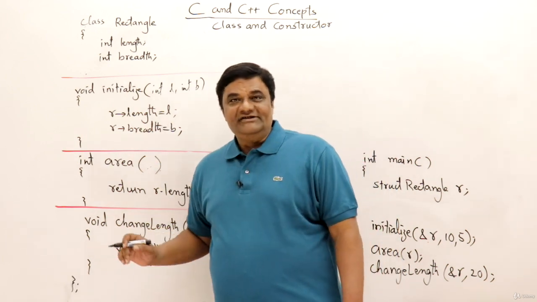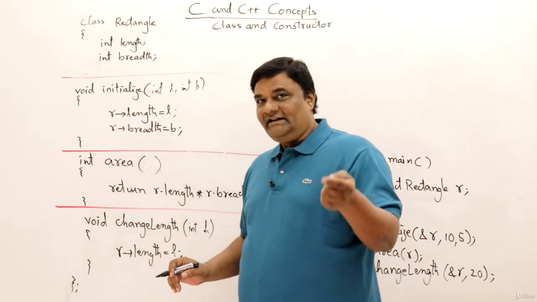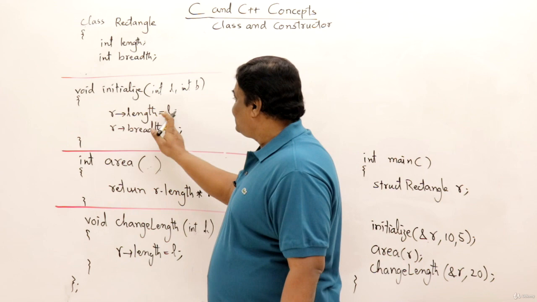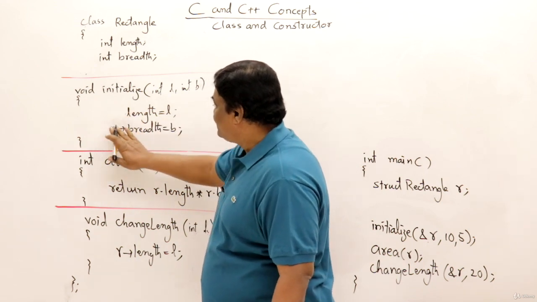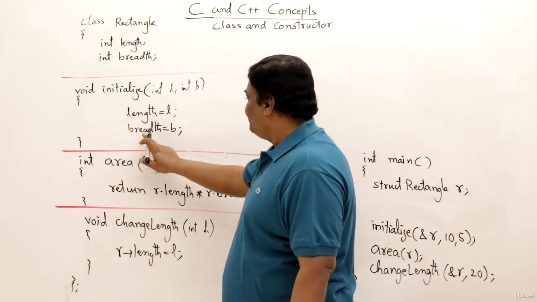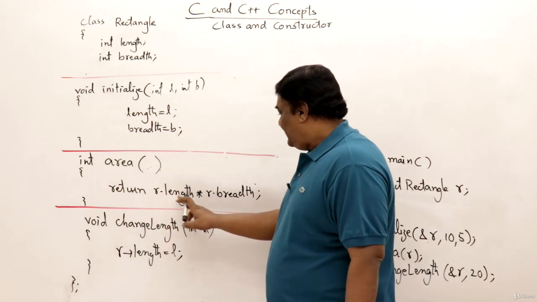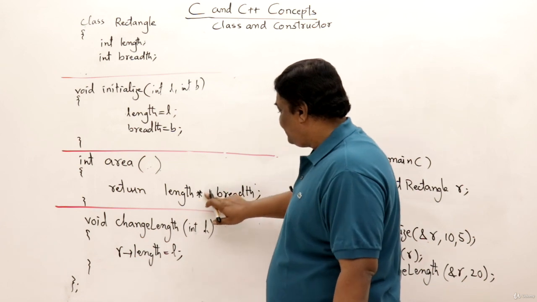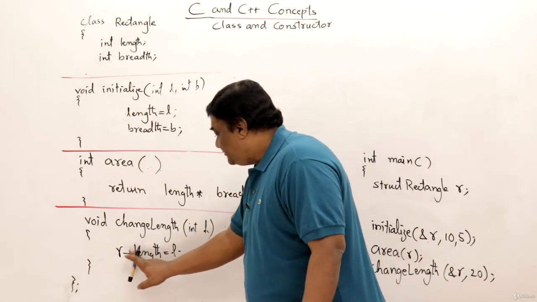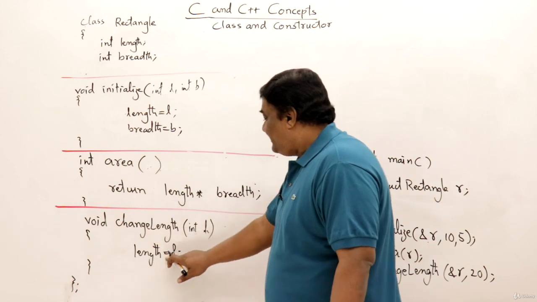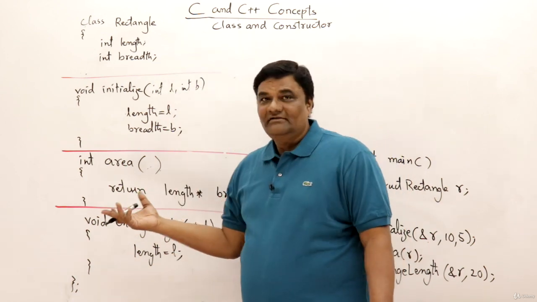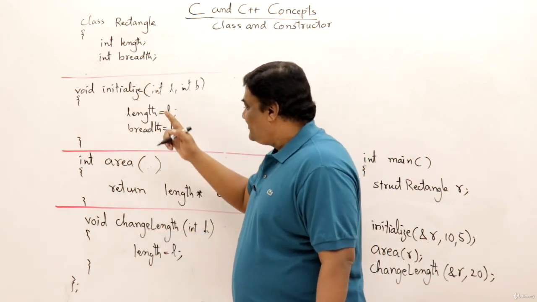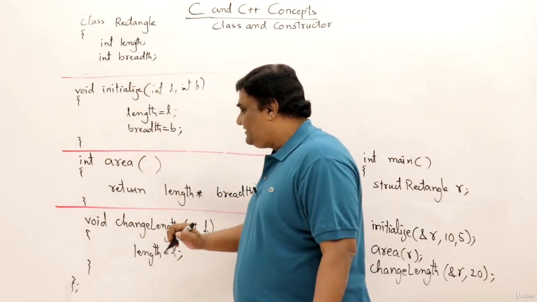So I have made one change. Now a few more changes, again for all the functions. See, length and breadth are directly accessible, so no need of this variable name. Just length assign L, breadth assign B. Here also, length and breadth are directly accessible. No need of R here because I have removed the parameter. Here also, no need of R. It is directly accessing that length. That's it. So this is the initialize function, and now the area function and change length function.